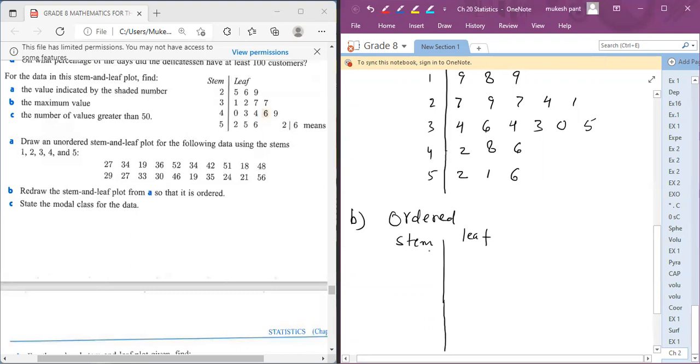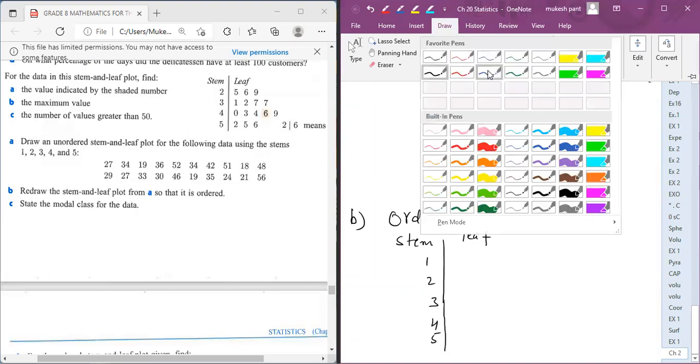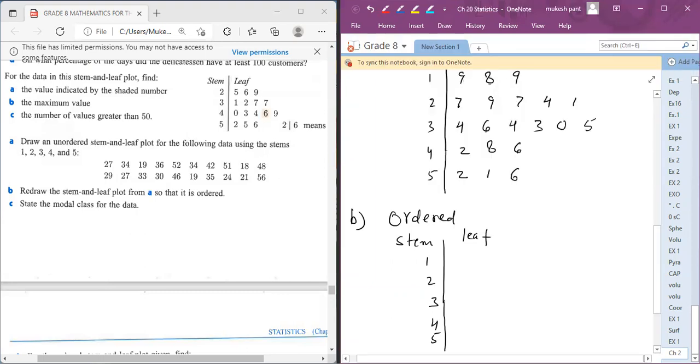The stem will be the same: 1, 1, then 2, then 3, then 4, and then 5. Guys, what you have to do is just arrange each row, each leaf, in ascending order. Each one, we are writing each row in ascending order. Understanding, Karen?